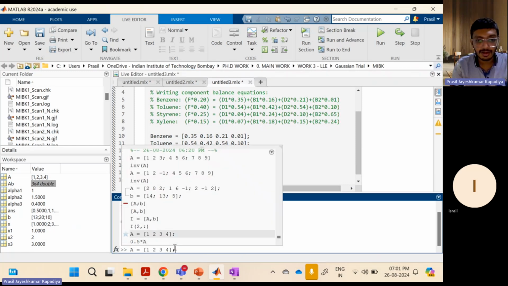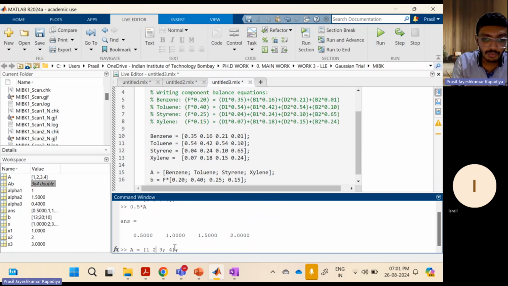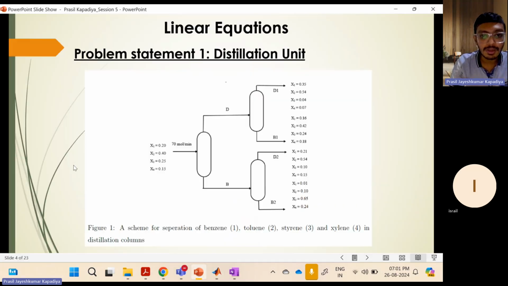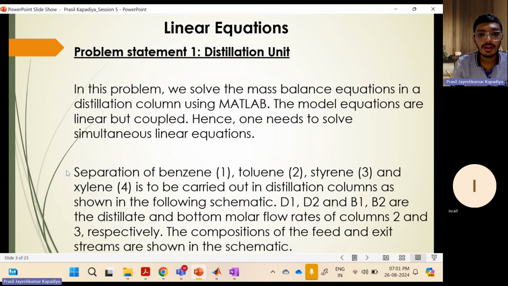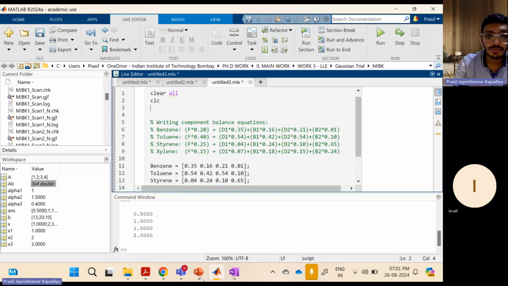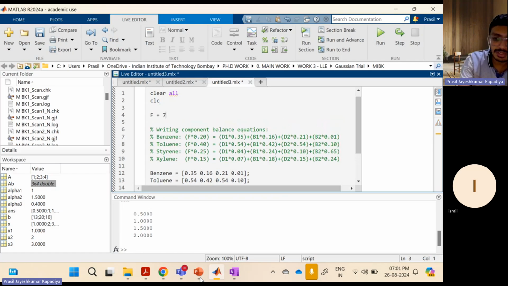Let's say I'm putting it in terms of columns and I'm doing 0.5 into A. So see, we got that. So here, let's say first we are just assuming the values when our feed flow rate, which is told to us is dropping from 70 to 20. So let's just say first my value of F is 70.